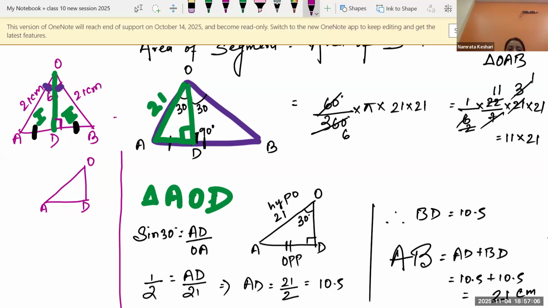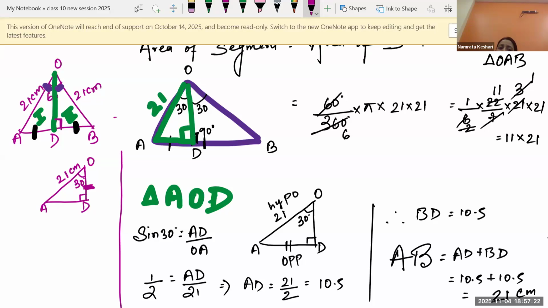This is 90, this is 30. Okay, and we will be thinking from the beginning. This time we want to find OD. Okay, OD, and our OA initially it's 21. So we are taking the initial condition and we are trying to find OD.